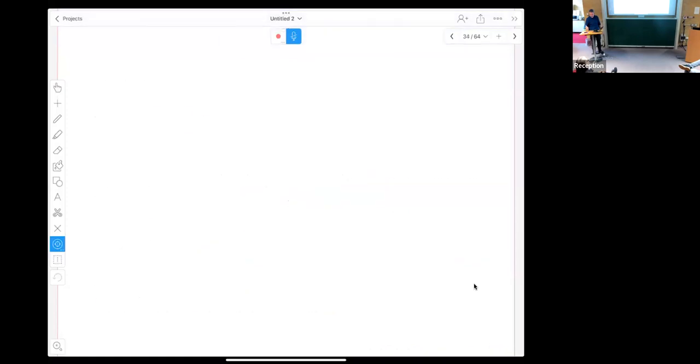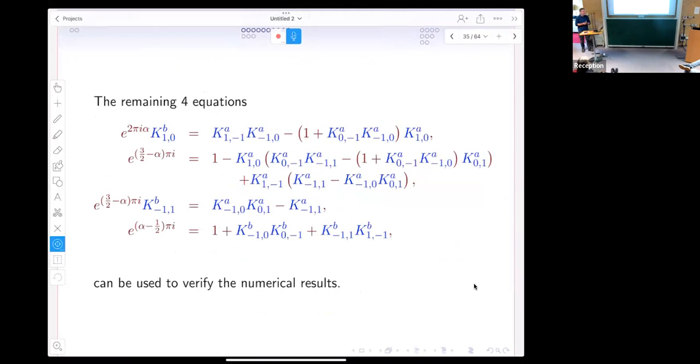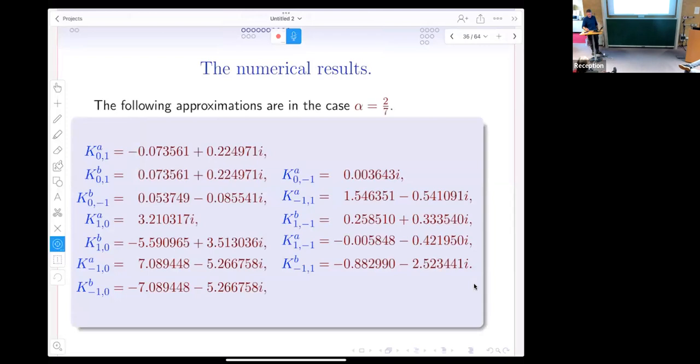You can see that on the next page, you get this equation here. This is related to that one times the simple exponential. So these are extra identities that you can get, and in that way you can compute all the missing Stokes multipliers. Actually, you have more equations. These are just the five equations that you need for these five missing Stokes multipliers. There are four extra equations, and you can just use them afterwards to check your results numerically. So Stokes multipliers can still be computed in that way, but there are other methods, so I'm not going to emphasize it.